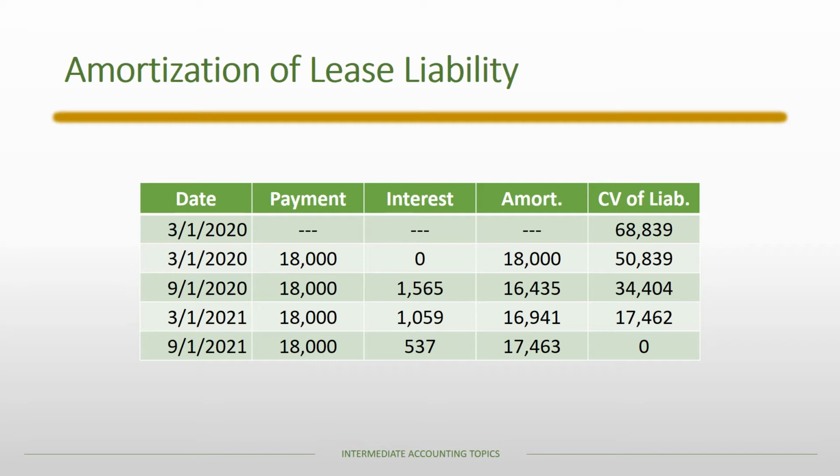And so the rest of the schedule follows everything we've always done. You're just applying the discount rate to the previous carrying value, and that gives us our inferred interest. The amortization is the difference between the payment and the inferred interest, which goes as a reduction to the carrying value of the liability. Again, just as a note, the final carrying value of the liability is 0 because the residual value in the lease is 0.